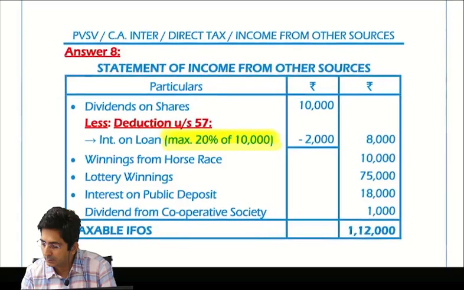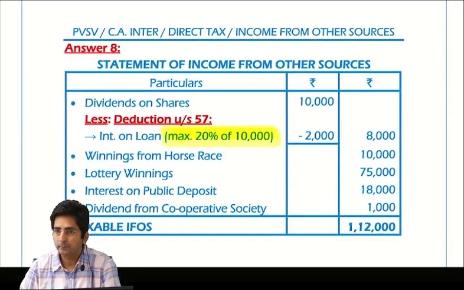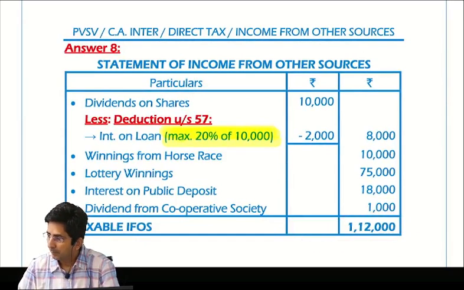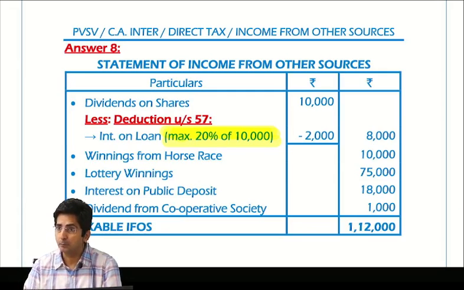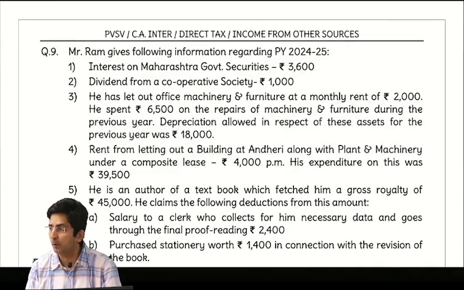So check the answer. These were the items in the statement. Total should be 1,12,000. Getting? All the questions are normal. Now the last question had some good point. Only one good point. But because of that point, many have not done it. And actually, see, the last question is kind of a master problem.